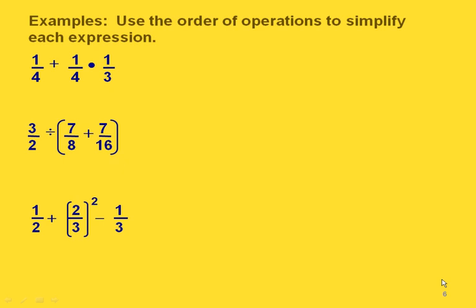Here are some examples where we're using the order of operations to simplify expressions and our expressions include fractions. So if we have 1/4 plus 1/4 times 1/3, then the first operation that we need to do here is this one. Since we don't have any grouping symbols, we don't have any exponents, then our first operation to do is the multiplication.